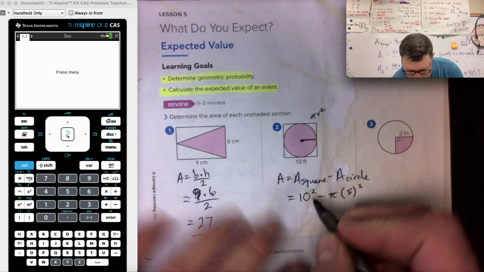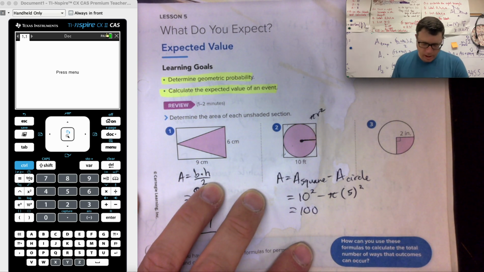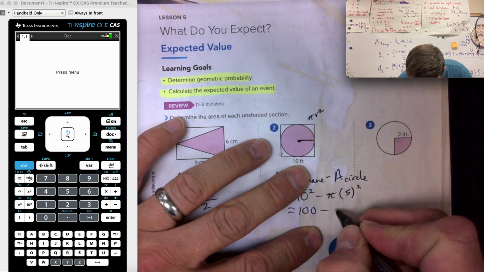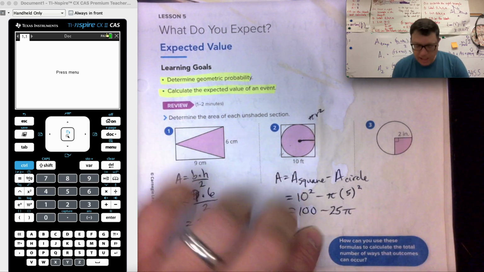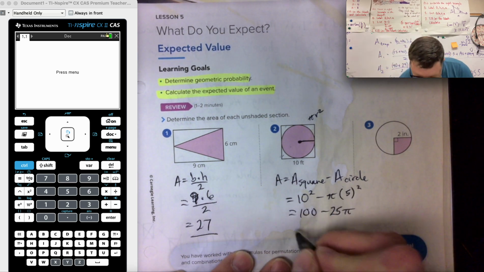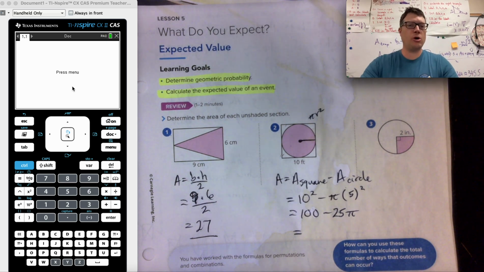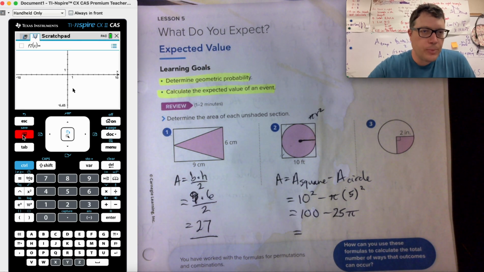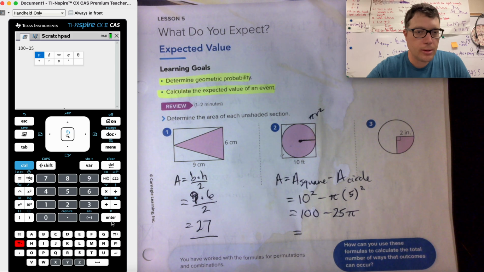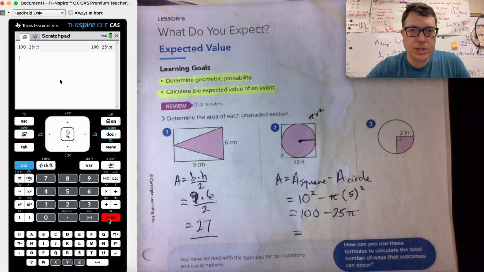We can do 10 times 10 is 100. 5 times 5 is 25. And then if I go 25 with pi at the end, this is the exact answer, just like 27 was the exact answer. Now it would be good to have a decimal value. So calculator, scratch work. What is 100 subtracted by 25 pi? There it is. 100 subtracted by 25 pi, enter to lock it in.